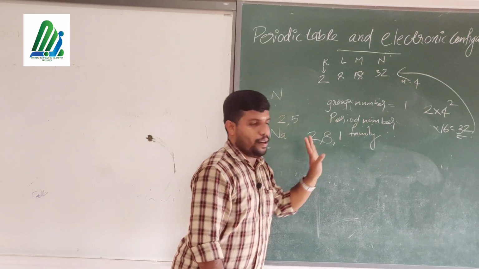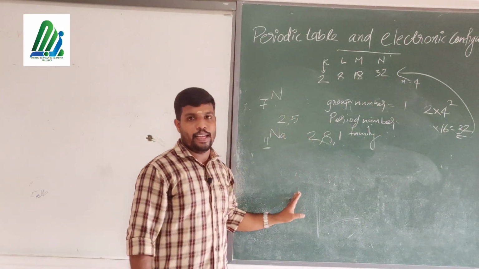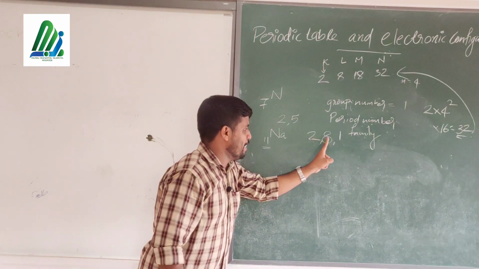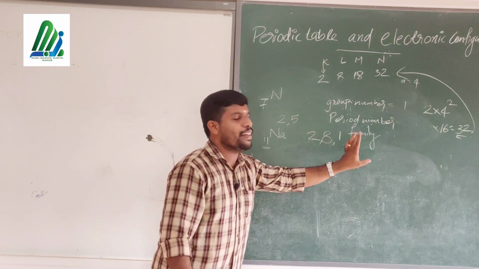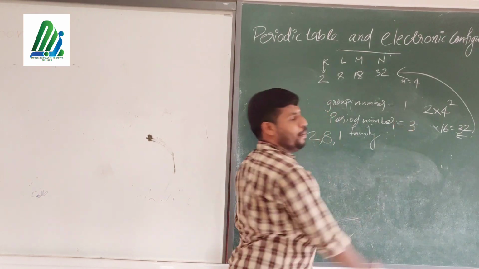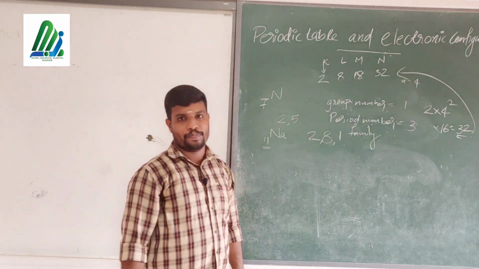Then the period number. If you want to find the period number, check the number of shells. The electrons are filled in how many shells? First shell, second shell, third shell. So the electrons are distributed in 3 shells, so the period number is 3. Then, we want to know the family.